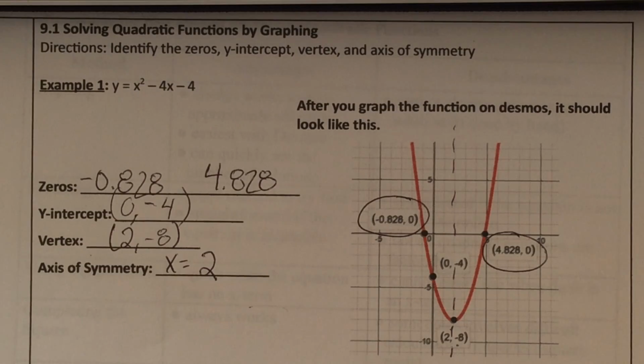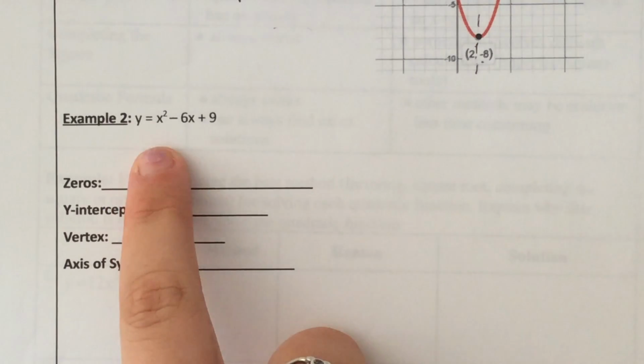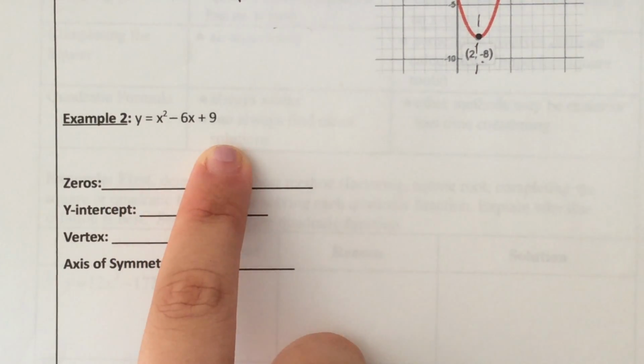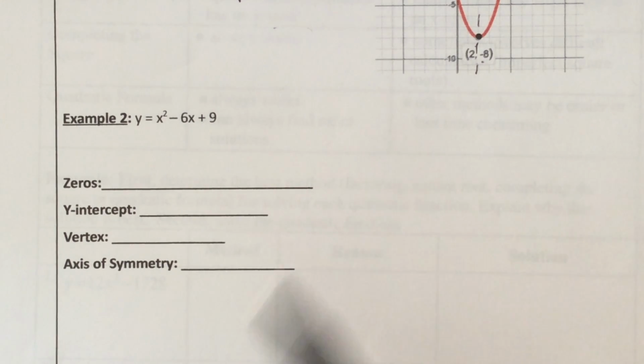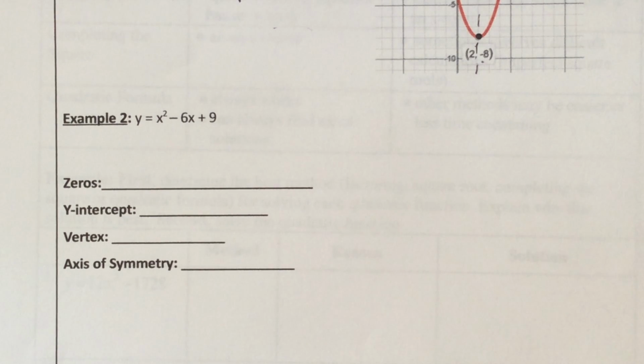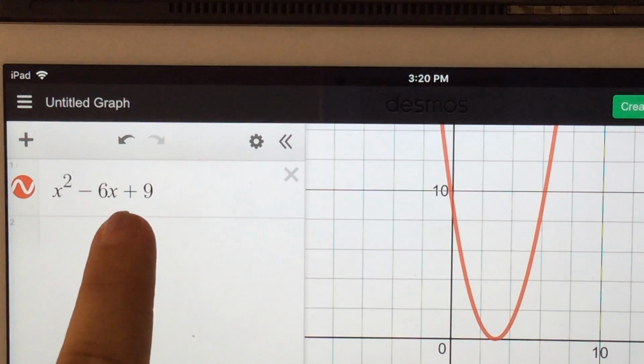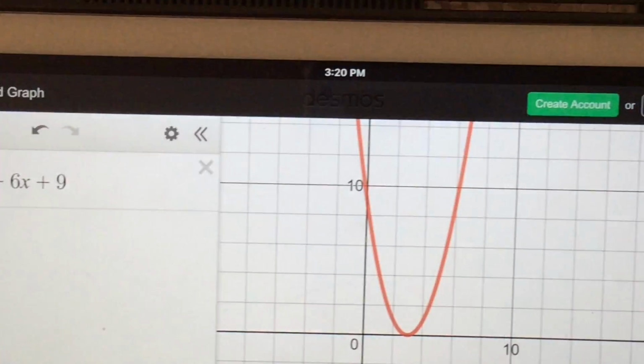Okay? So let's go ahead and take a look now at example 2. So we have the equation y equals x squared minus 6x plus 9. So what you're going to do first, as you can tell, we don't have the graph over here. So you're going to get out the technology and we're going to go to Desmos. So open up the app or go to desmos.com and then type in the equation x squared minus 6x plus 9. And I have my iPad right here. So I typed in x squared minus 6x plus 9. And then I get my graph.